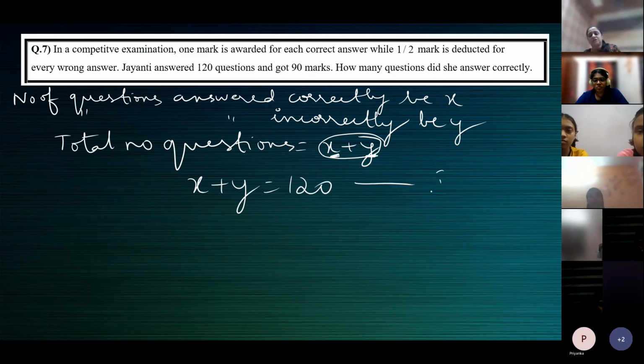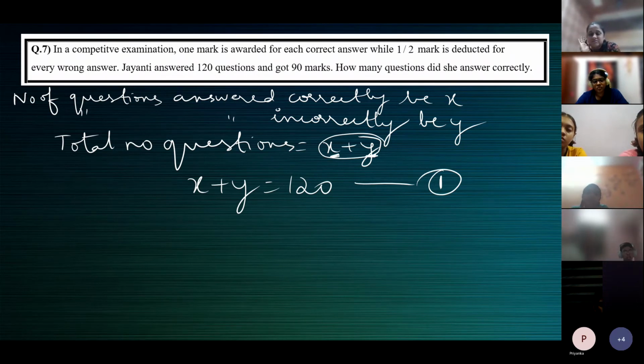That is the first equation. x plus y is equal to 120 because Jayanti answered 120 questions. It's not given that Jayanti answered 120 questions correctly. She answered 120 questions. The total number of questions is 120. So x plus y is equal to 120.